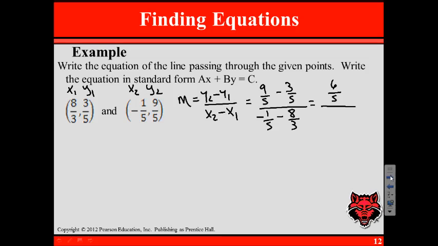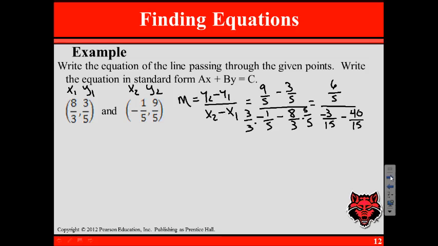In the denominator, we must first find a common denominator between these 2 fractions. So the common denominator of 5 and 3 is 15. We multiply the first fraction by 3 over 3. Remember, whatever we do to the top, we do to the bottom as well. The 8 over 3 we multiply by 5 over 5. This will give us negative 3 over 15 minus 40 over 15.